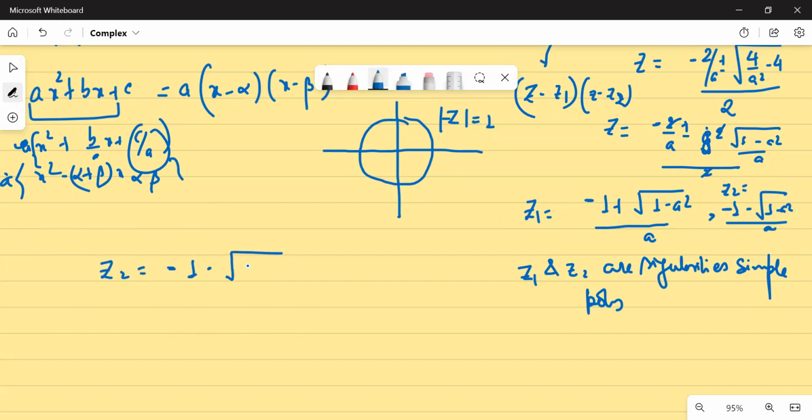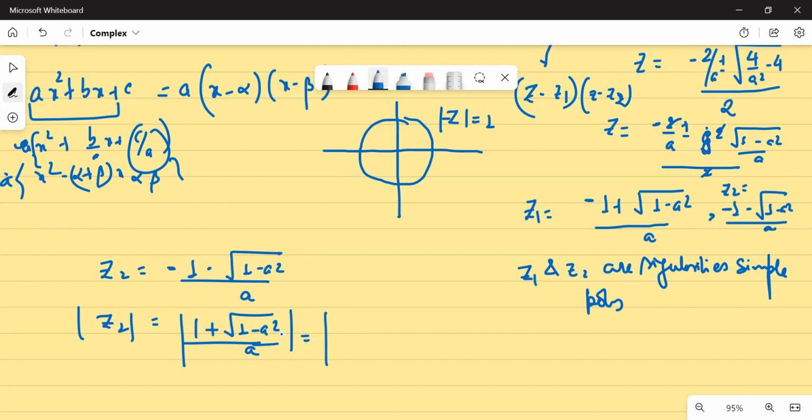z2 is minus 1 minus root over 1 minus a square, upon a. Let us see its magnitude. So the magnitude of z2 will be equal to mod of 1 plus root over 1 minus a square, upon a. Okay, absorb the negative, no problem. And how can we make this easier? I can multiply above and below by 1 plus root over 1 minus a square into 1 minus root over 1 minus a square, right? And take its mod.